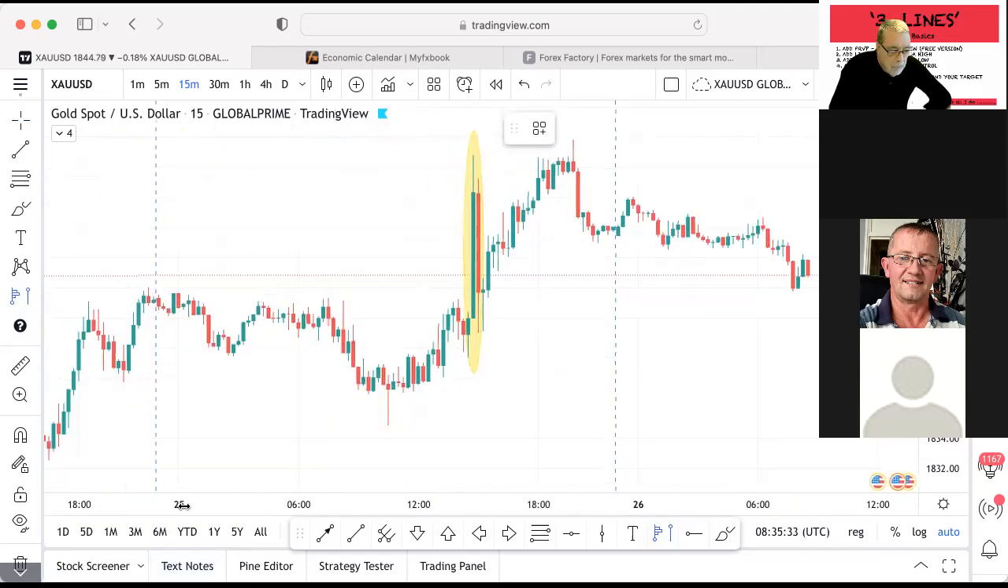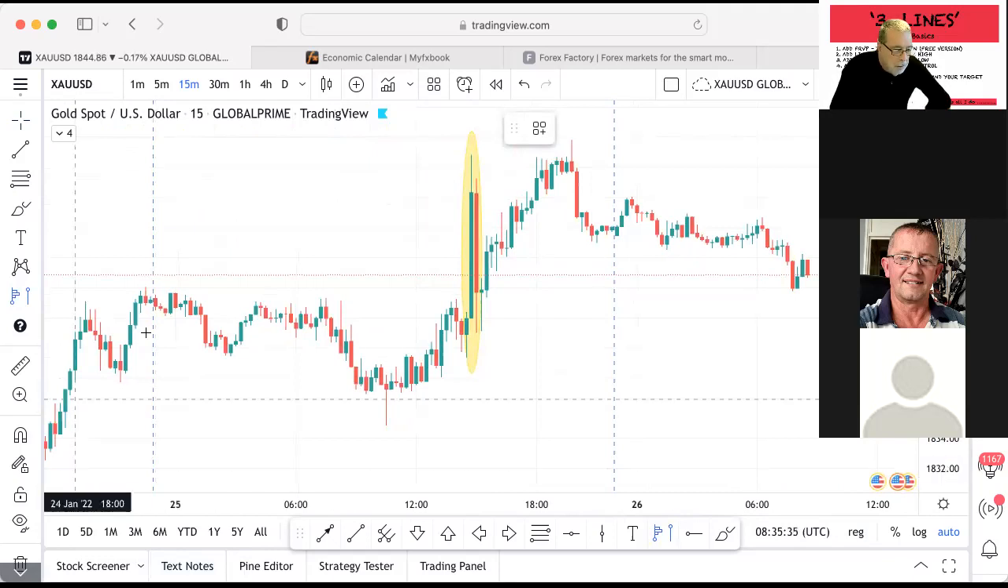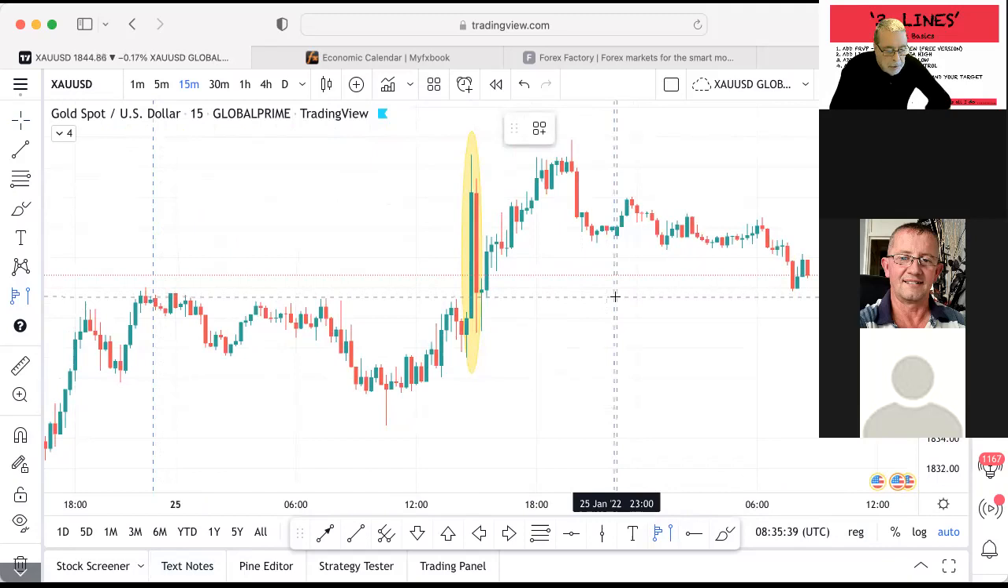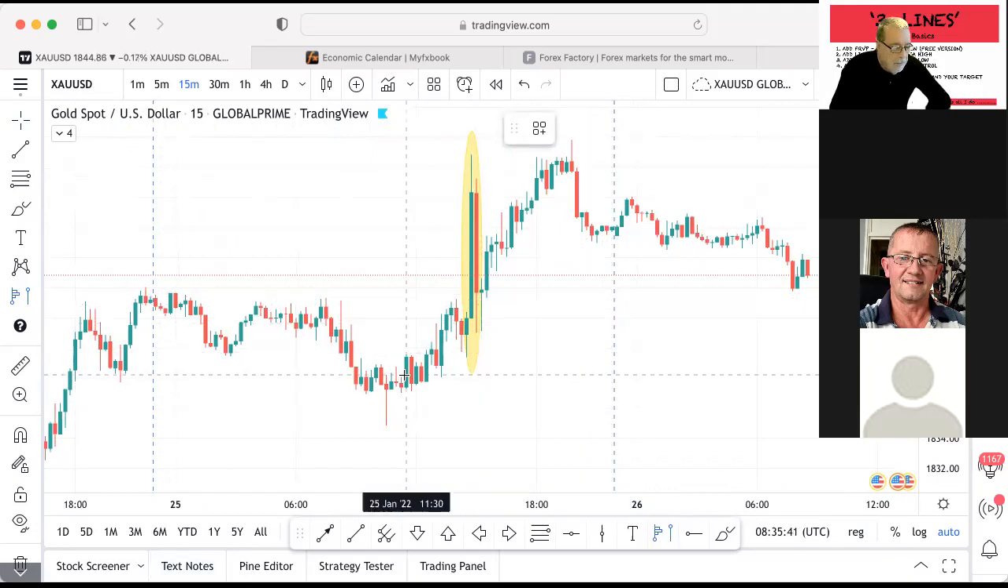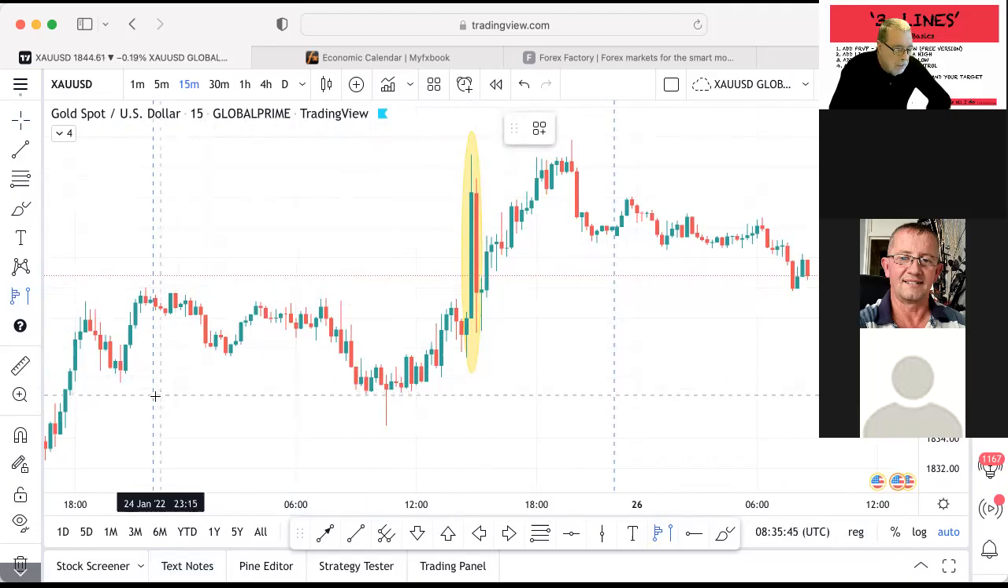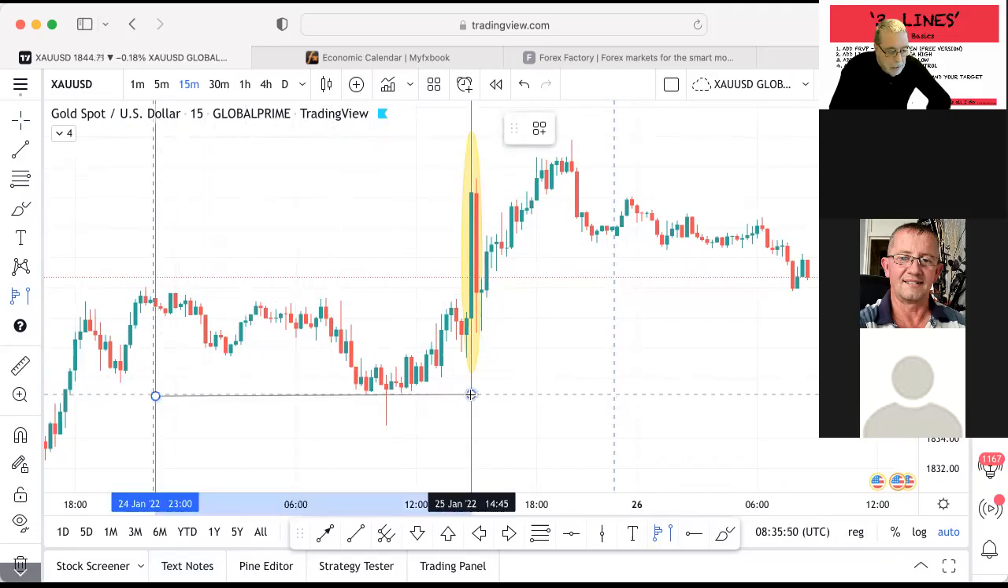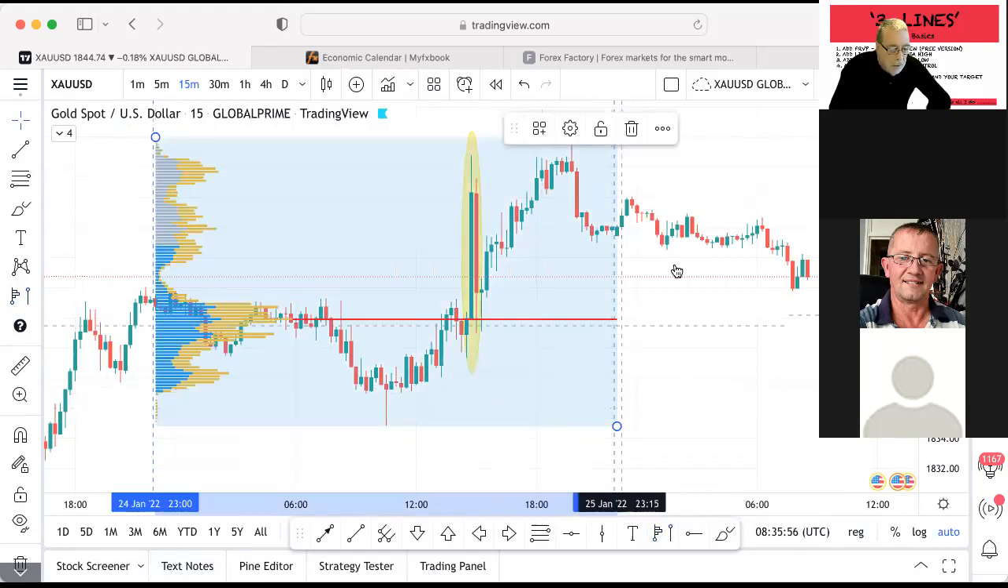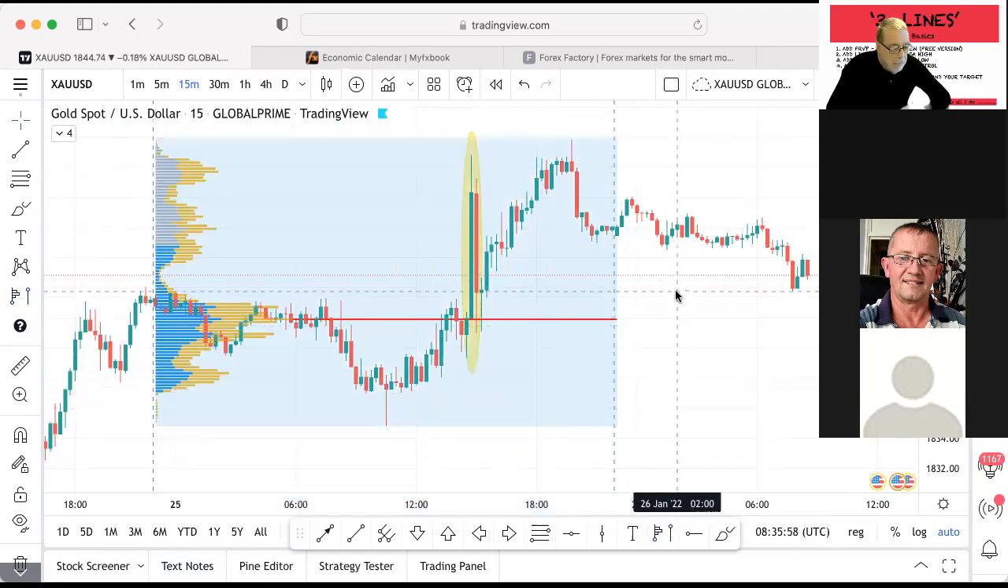So if I click on it, you see those vertical dash lines, one there and this one there. That's the start and the end of yesterday's set trading session. So if I click on the first candle yesterday, and the last candle yesterday, which is there, you can see now I've got the fixed range volume profile for yesterday.